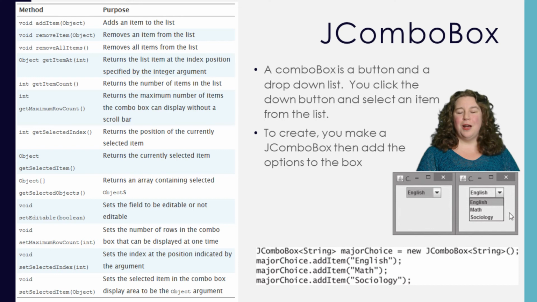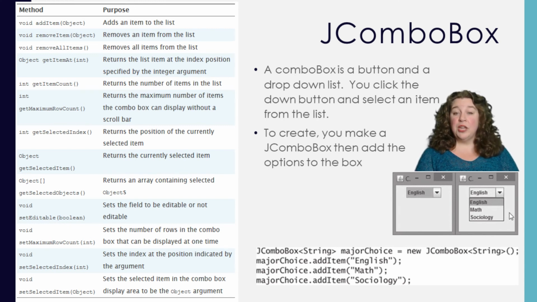One of the more common things that we like to see, especially in menus, is what's called a combo box. It is a button and a drop-down list at the same time. You click the down button, and then you can select an item from the list. It does it automatically for you. You don't have to make a button and make a drop-down list and then handle them both separately. You create a JComboBox, and it's a combination of a button and a drop-down list.